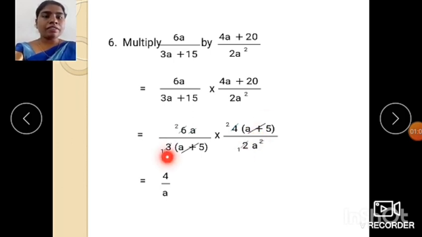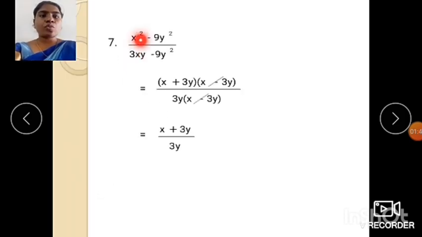Next, here I have 3 and here I have 6. So 3 ones are 3 and 3 twos are 6. Here 2 ones are 2 and 2 twos are 4. So we'll cancel these terms. And in the numerator I have a and in the denominator I have a square. Since a square has the greatest degree, when we cancel a from a square, the remaining value will be a. In the numerator the remaining values are 2 and 2, so 2 twos are 4. So 4 by a. The result is 4 by a.